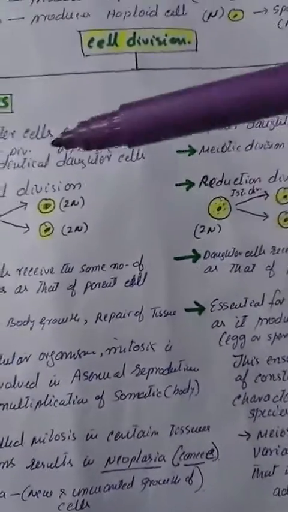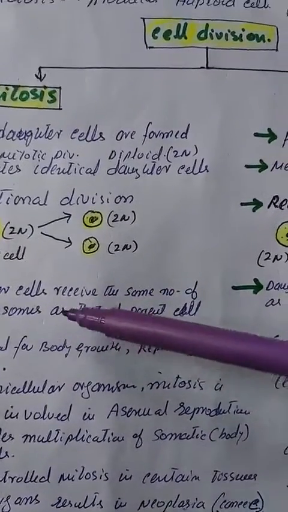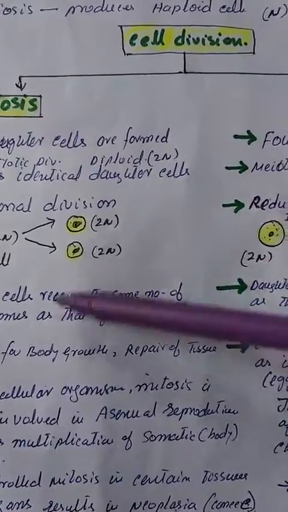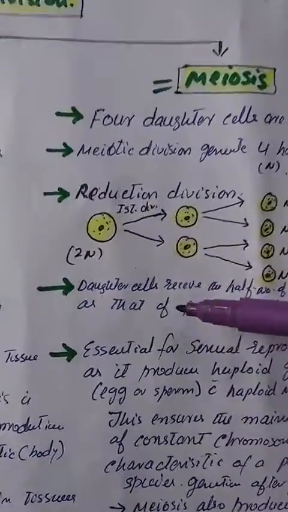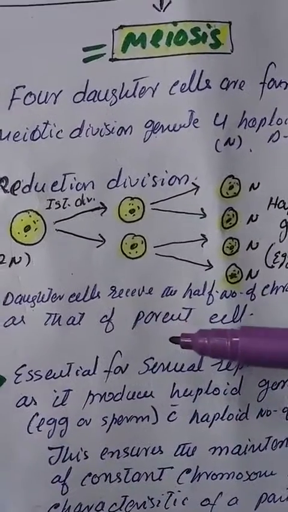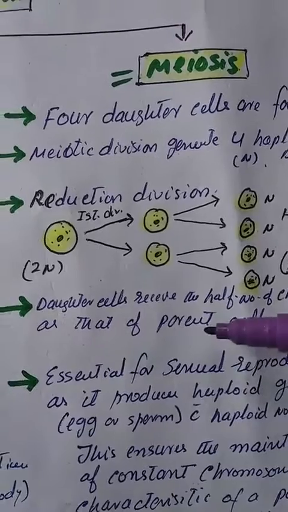Another difference between the two is that in mitosis the daughter cells receive the same number of chromosomes as that of the parent, as you can see in the sketch, and in case of meiosis, the daughter cells receive half the number of chromosomes as that of the parent cells.